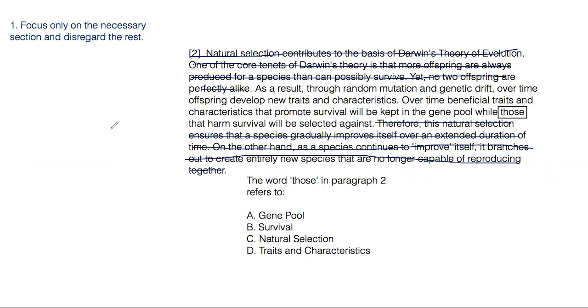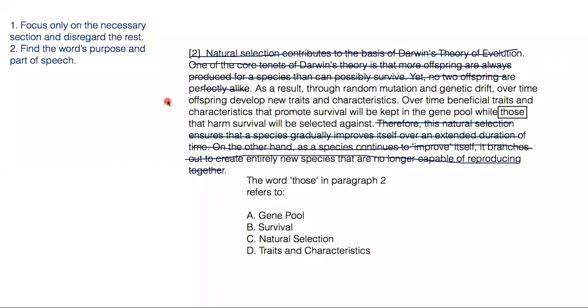It's my advice to narrow this down the first thing that you do when you look at this kind of question. Don't waste time looking a whole lot at the rest of the reading passage. Use your precious time to focus only on the information that's necessary to find out what this word is referencing. So let's move on to strategy number 2.